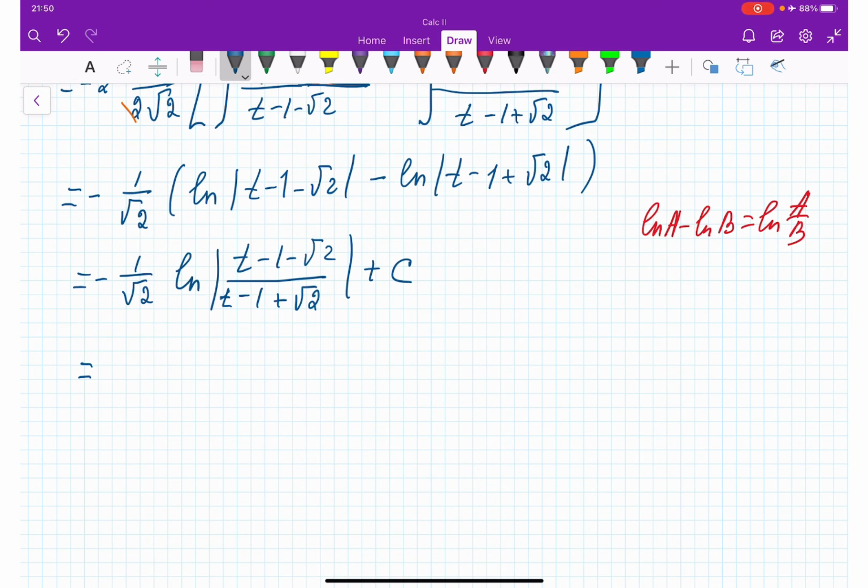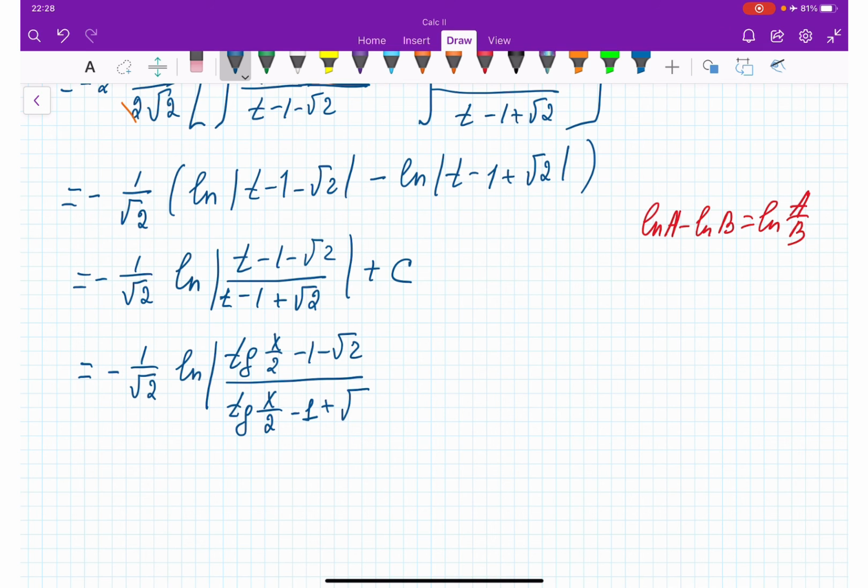Which is going to give me negative 1 over square root of 2 natural log absolute value tangent x over 2 minus 1 minus square root 2. Remember I told you, right, keep these notes, write down the substitution I'm doing here. And we have tangent x over 2 minus 1 plus square root 2 and plus c. All right.